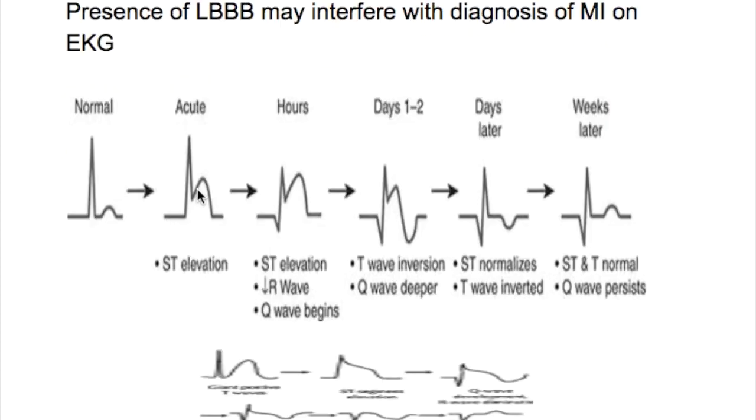In the acute phase, there is ST elevation, and after a few hours, there is appearance of the Q wave, but it is not deep. And after 1 to 2 days, Q wave becomes deeper and T wave becomes inverted, ST remains elevated, and days later the ST becomes normal and T is still inverted, and then after weeks ST and T both become normal and Q wave persists indefinitely.